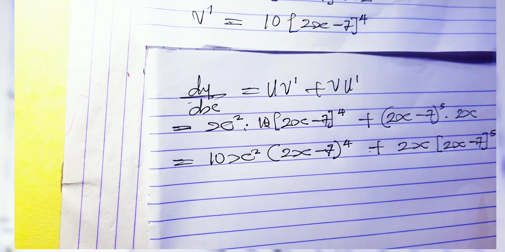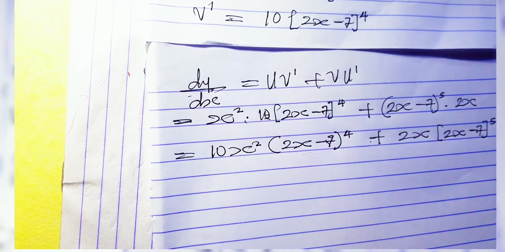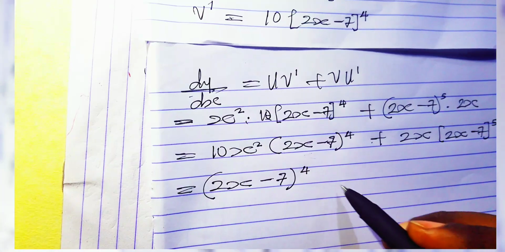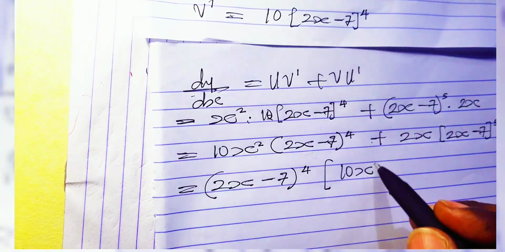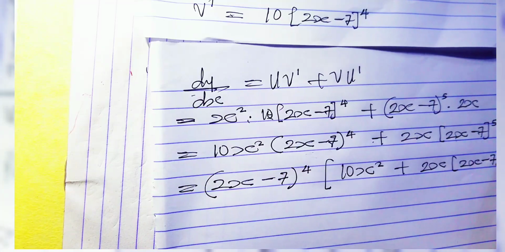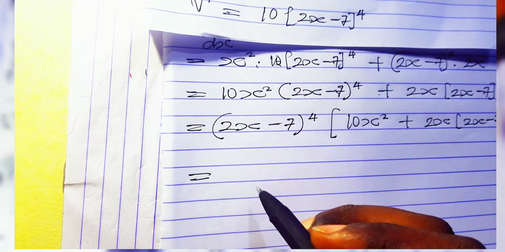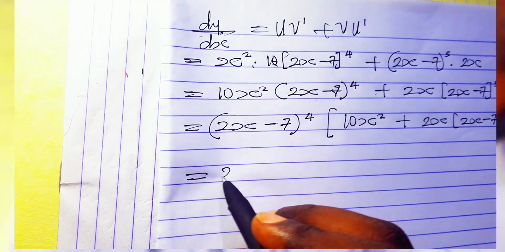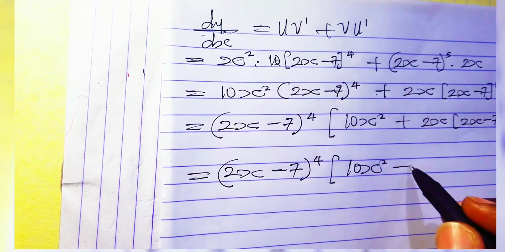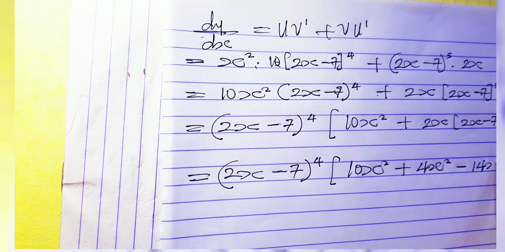Then we can use this 2x minus 7 raised to the power of 4 to factorize the expression. So this becomes 2x minus 7 raised to the power of 4 in the bracket, which means we have 10x squared left here plus 1 of this times 2x in the bracket 2x minus 7. Then we can use this to open up the brackets. This is 10x squared plus 4x squared, and if you use this to open the bracket, plus times minus remains minus, that's 14x.